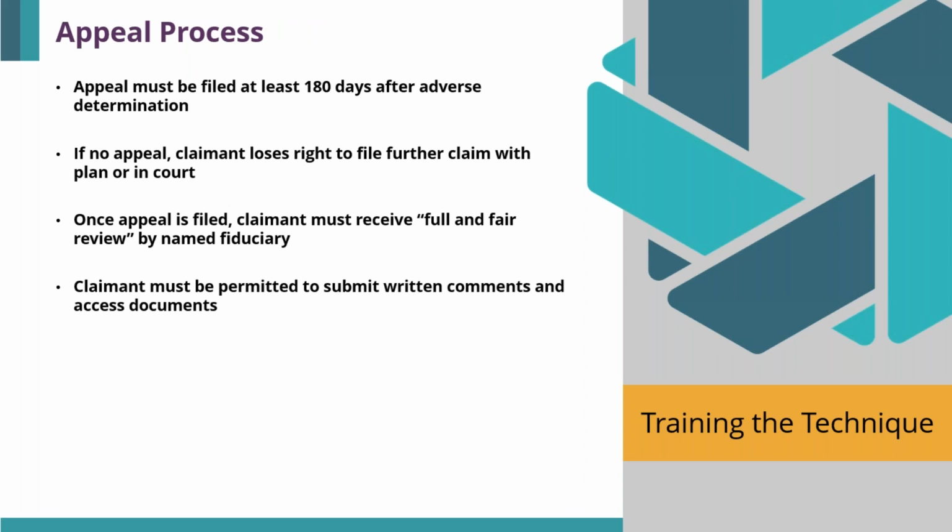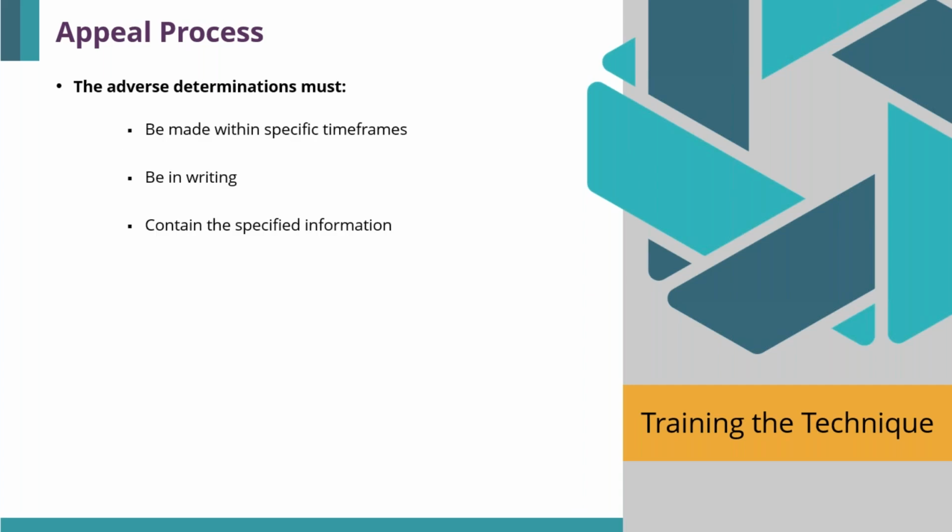The appeals process: an individual must be given 180 days to appeal. And if the individual doesn't appeal, they lose the right to file further claims. So if they want to keep it alive, they must be advised they have to file the claim within 180 days. Once the appeal is filed, the claimant must receive a full and fair review by the named fiduciary. And again, the named fiduciary has to be different than the individual that denied the original claim. And claimants must be permitted to submit written comments and access documents.